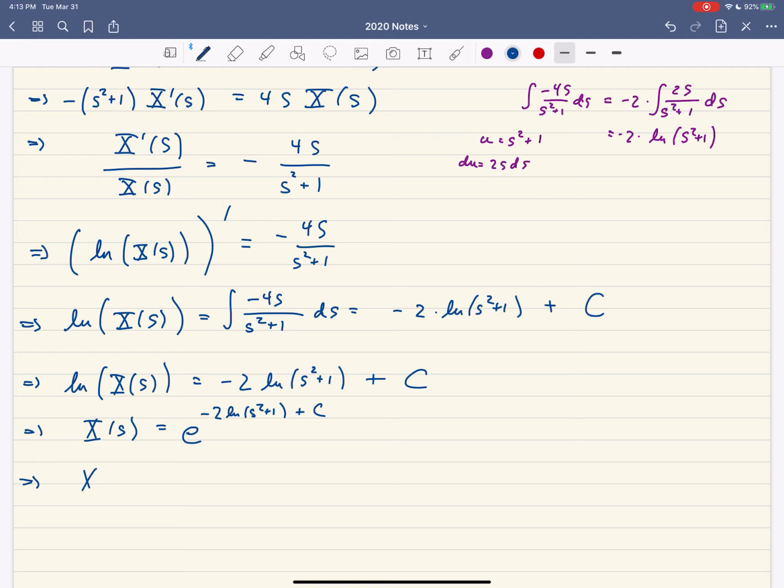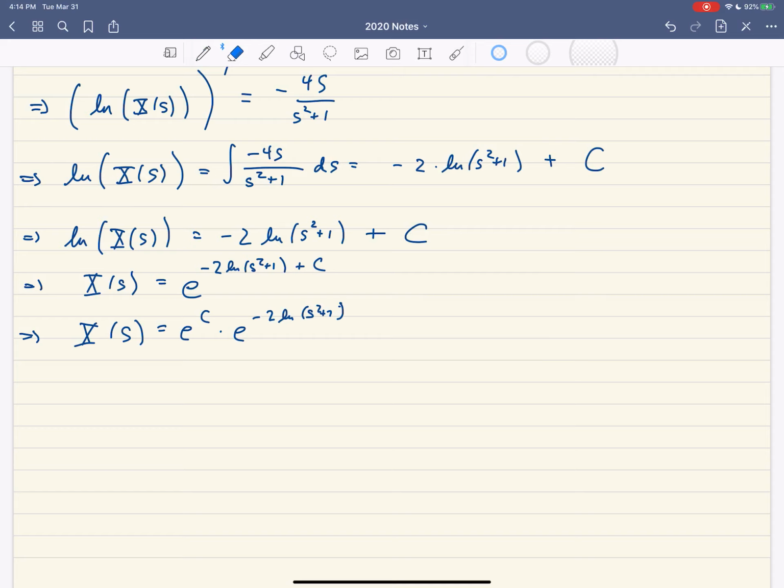So that means that capital X is really, we can write this as e to the c, e to the negative 2 natural log of s squared plus 1. E to the c is, again, just another constant. Call it c1 if you like, just to be consistent. But I'm just going to do what I did in class and just call this, again, another constant c.